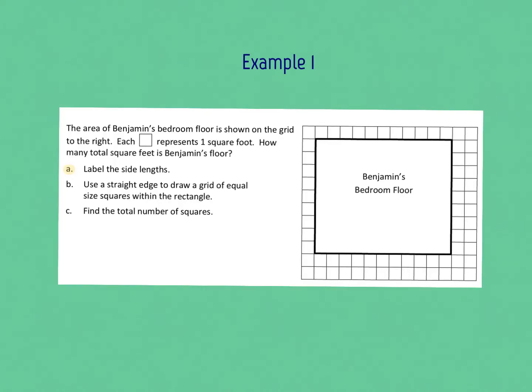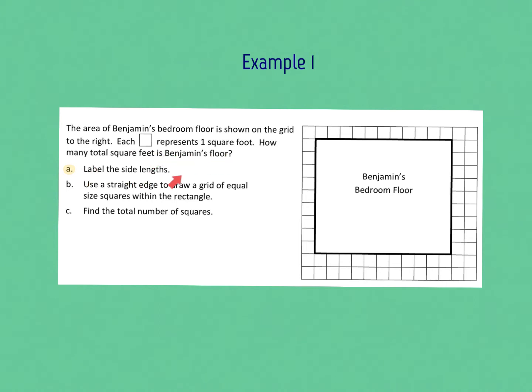Our first example is the area of Benjamin's bedroom floor is shown on the grid to the right. Each box represents 1 square foot, so each of these boxes represent 1 square foot because it's area, and area units are in square units, so square feet. How many total square feet is Benjamin's floor?